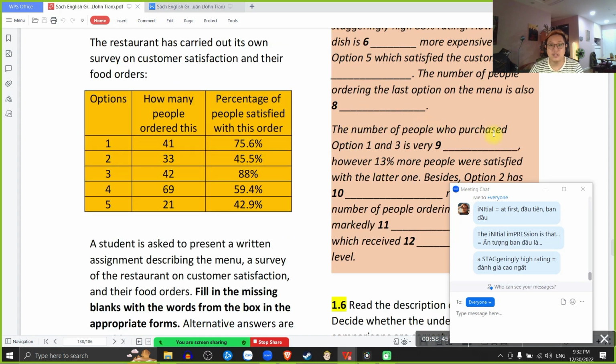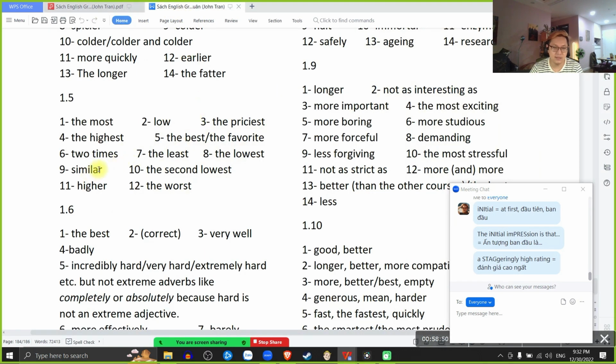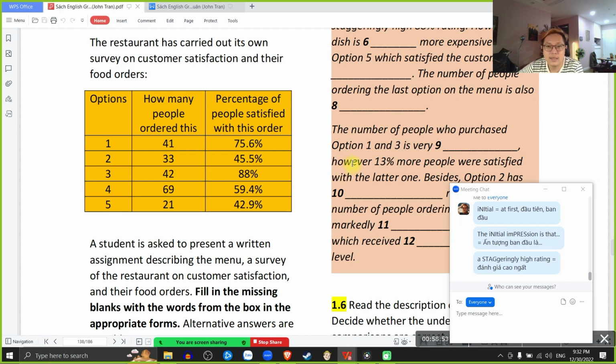The number of people who purchased option 1 and 3, it's very similar. Cái số lượng người mà họ đã đặt hoặc là mua cái option 1 và 3 này, cái 41, 42 này, nó rất là giống nhau. 41 and 41, 42, see? It's very close, very similar, rất là giống nhau. However, 13% more people were satisfied with the latter one. Tuy nhiên 13% người đã mãn nguyện nhiều hơn với cái tùy chọn tiếp theo.